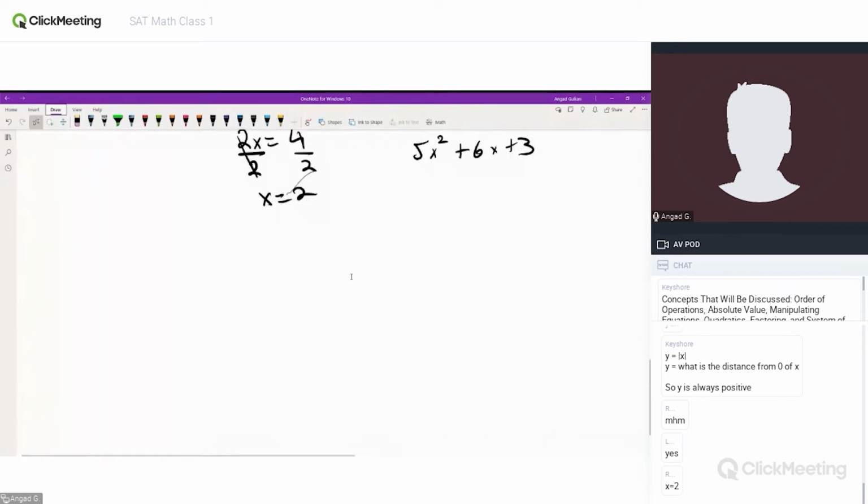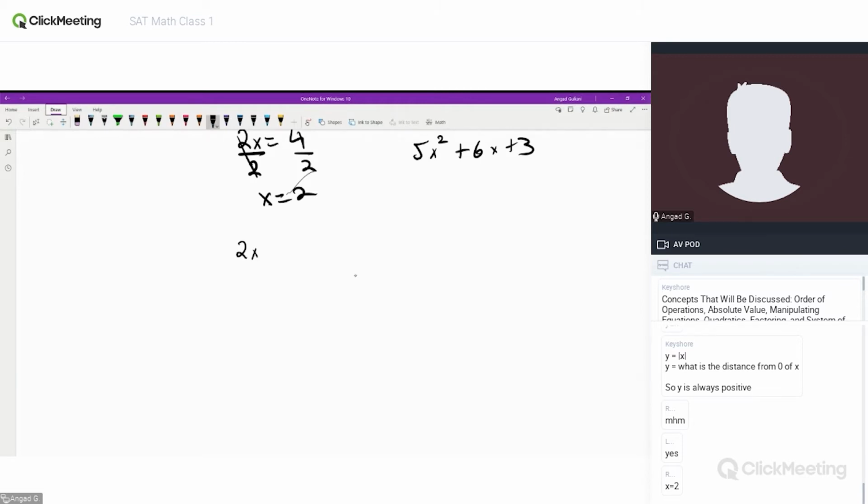Most of them will honestly be with fractions. So let's say we have x over 5 is equal to... I'm thinking of an example, sorry.